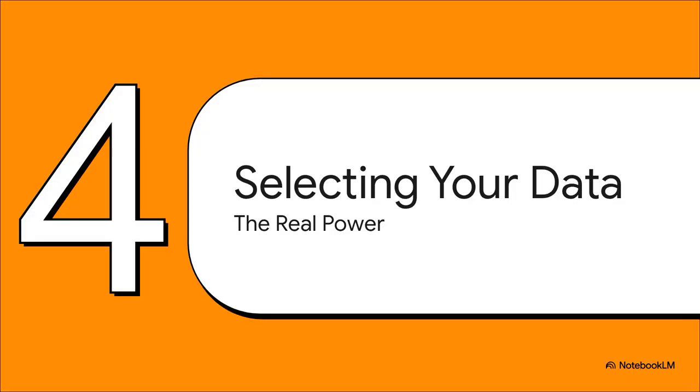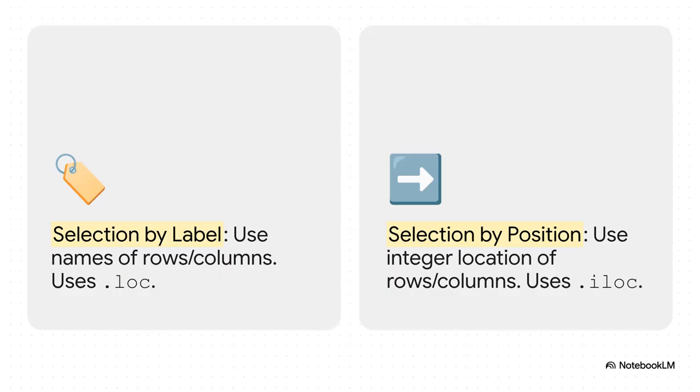It's just a crazy efficient way to spot trends or maybe even errors in your data. Now, viewing data is useful, for sure, but the real power of Pandas comes from selecting the exact pieces of data you need. This is how you start to answer specific questions. The single most important thing to get about selection is this key difference. You can select data by its label, like a date or a column name, or you can grab it by its position, like the first row or the third column. Pandas has a specific tool for each of these jobs.